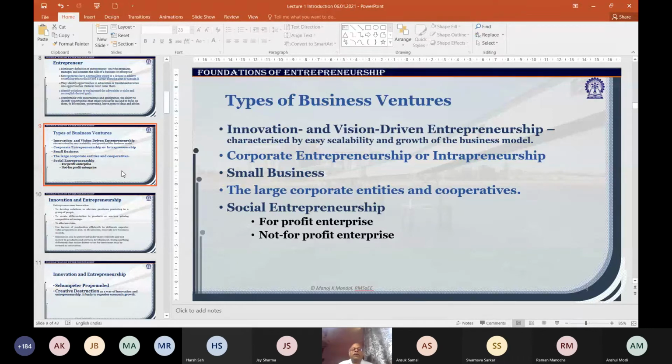Growth is another component of entrepreneurship. One is innovation, another is growth. These two together actually give you enormous opportunities. There is another term that I would like to cover. That is corporate entrepreneurship, or intrapreneurship.